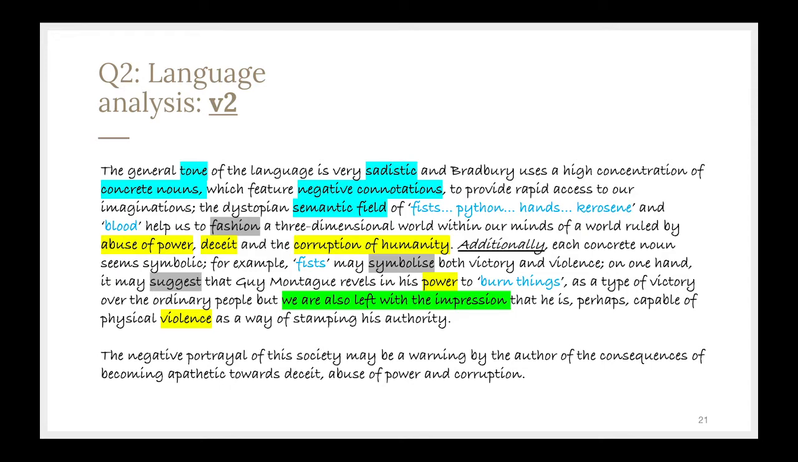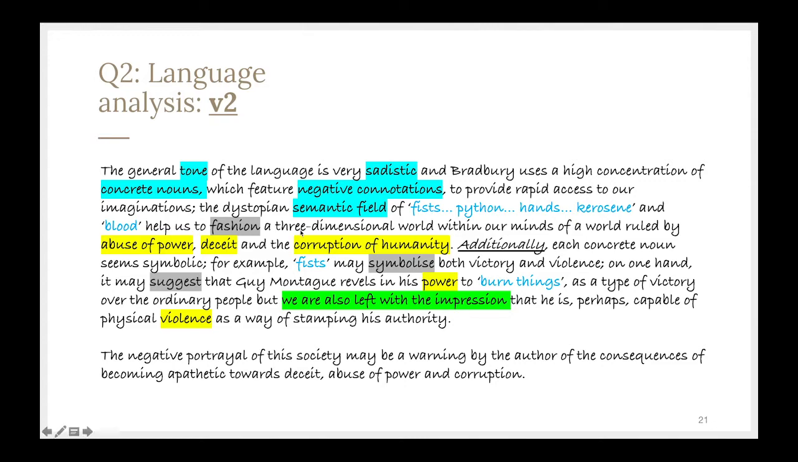Additionally, each concrete noun seems symbolic. For example, fists may symbolize both victory and violence. On one hand, it may suggest that Guy Montag revels in his power to burn things as a type of victory over the ordinary people, but we are also left with the impression that he is perhaps capable of physical violence as a way of stamping his authority. The negative portrayal of the society may be a warning by the author of the consequences of becoming apathetic towards deceit, abuse of power, and corruption.